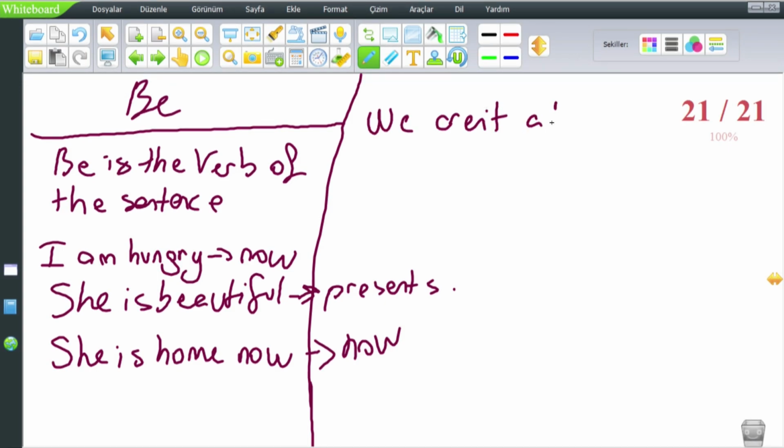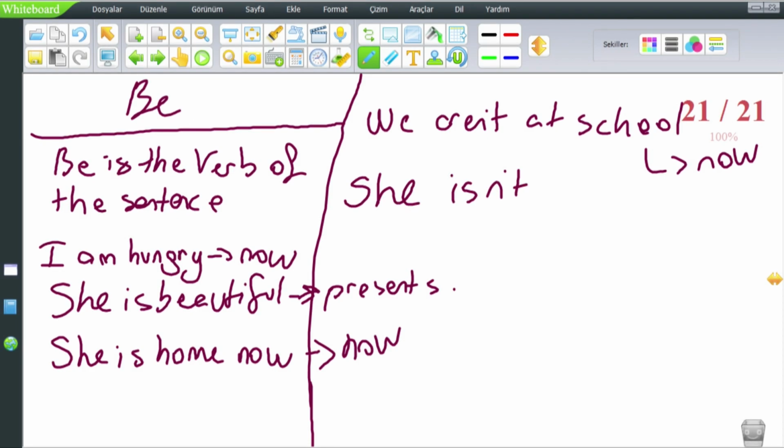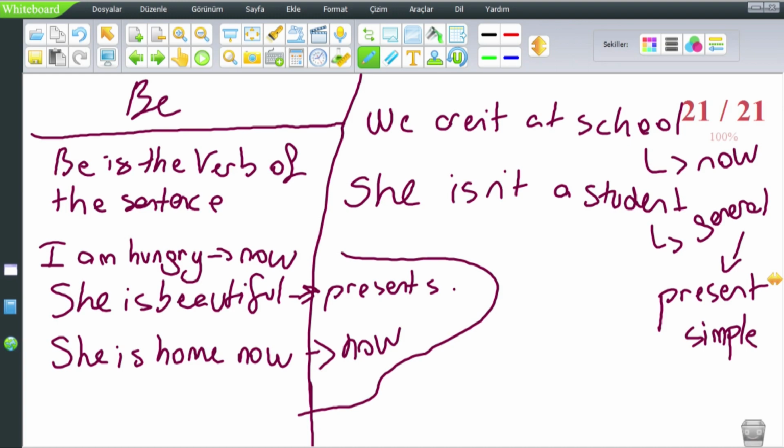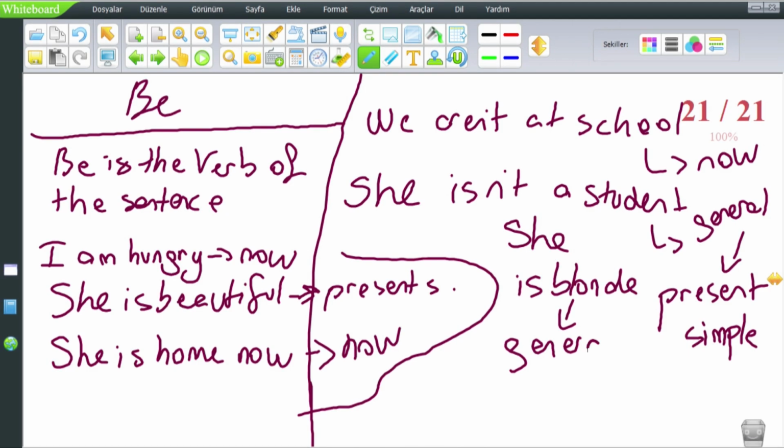We aren't at school also now. She isn't, let's say, a student. It is something general. That's why it refers to present simple. One more example for this one. She is blonde. This is also a general information and refers to present simple.